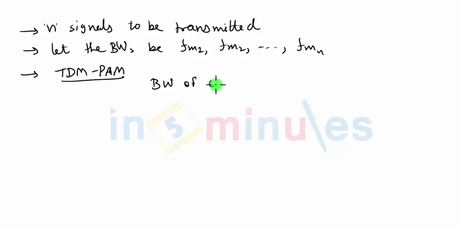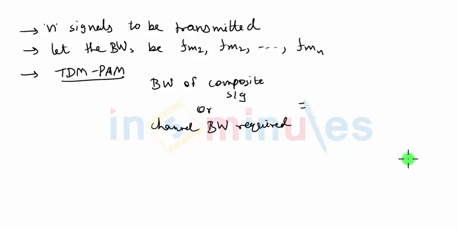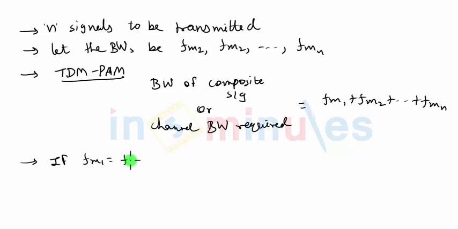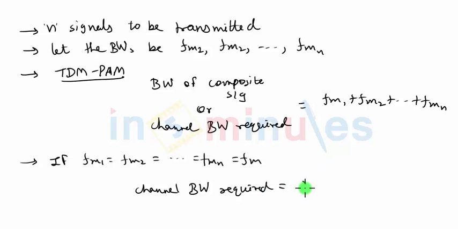gets generated, because the bandwidth of the composite signal is nothing but the minimum channel bandwidth required. So the channel bandwidth required will be nothing but the sum of all the bandwidths, so fm1 plus fm2 up to fmn. If we have fm1 equal to fm2 equal to up to fmn, if all the bandwidths of the signals are exactly the same, equal to, let's say, fm, in that case the total channel bandwidth required, or the bandwidth of the composite signal, will be equal to n times fm.